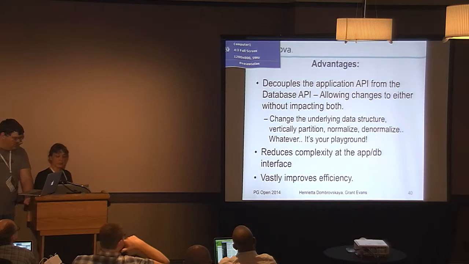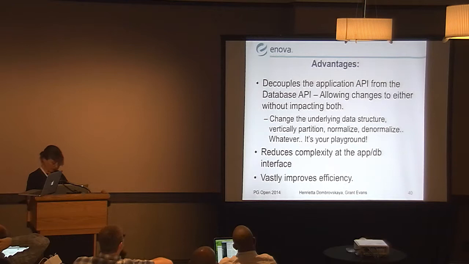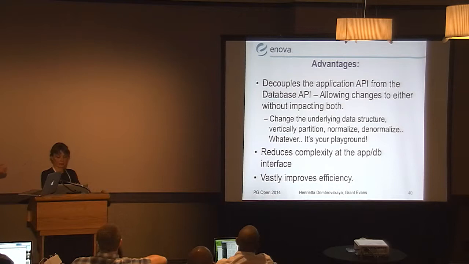Okay, advantages. Go. Okay, so what are the advantages of this method? The first thing is it decouples the application API from the database API, which, like I said earlier, basically allows us to do whatever we want to the database, and the app developers don't care. We can change the underlying data structures. We can vertically partition, normalize, denormalize, whatever. Do whatever you want as a database developer, and the app doesn't care, as long as you continue to return that type.